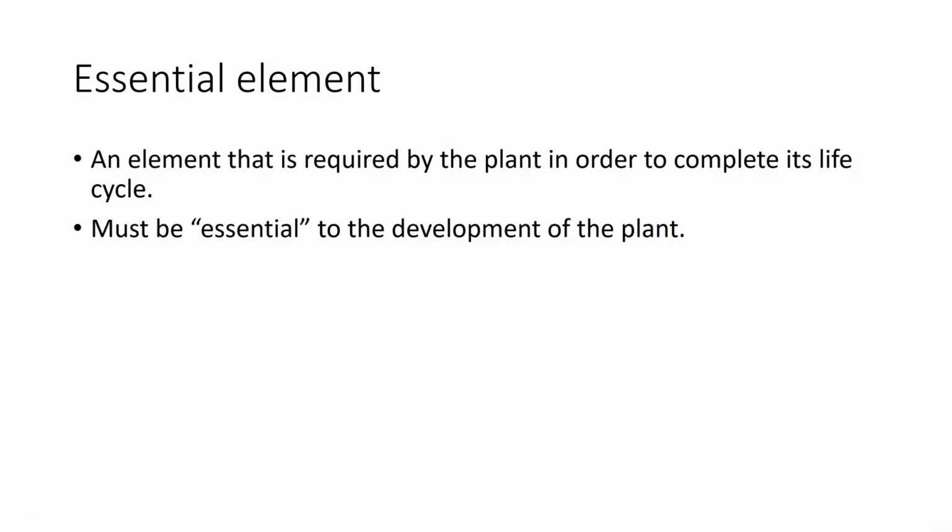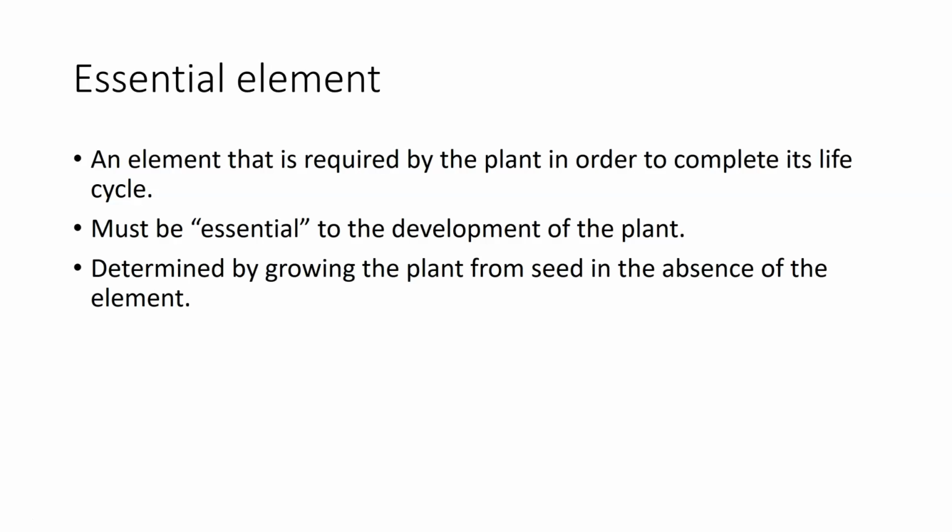Second, it must be essential to the development of the plant, which means it's got to be an integral part of the plant tissue and how the plant works. We determine these two parts from growing the plant from seed in the absence of the element. If we cannot get it to complete its life cycle in the absence of the element, but it does complete its life cycle in the presence of the element, then we have an essential element. So it's a rather simple kind of process.